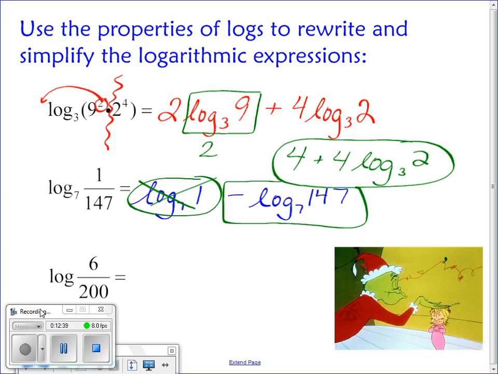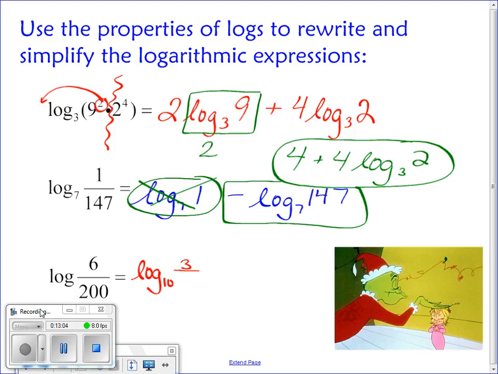So log of 6 over 200, log 6 minus log base 2. Nobody had any inkling to do something to that first? Well, yeah, it's still base 10. Okay, yeah, that's log base 10, but nothing else. Yeah, I would probably simplify that. 6 over 200 is 3 over 100. So you're right, that's base 10.